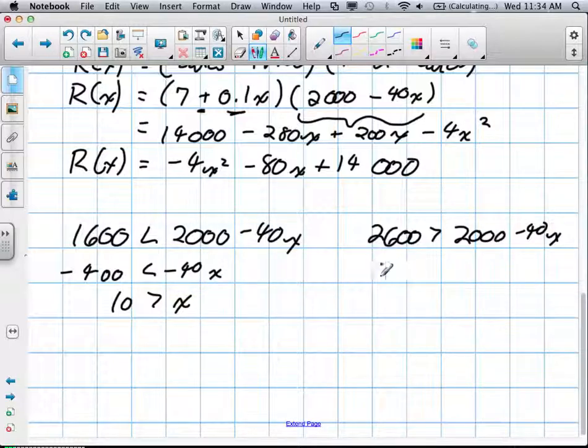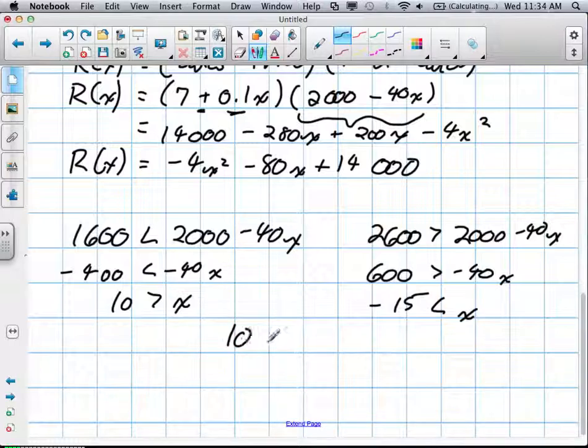The other one is 600 greater than negative 40x. You have to be less than, sorry, negative 40. When that switches, x has to be greater than negative 15. We can't decrease our price by more than 15 increments because then we'll have too many people riding the train. We'll have over 2,600 people riding the train.